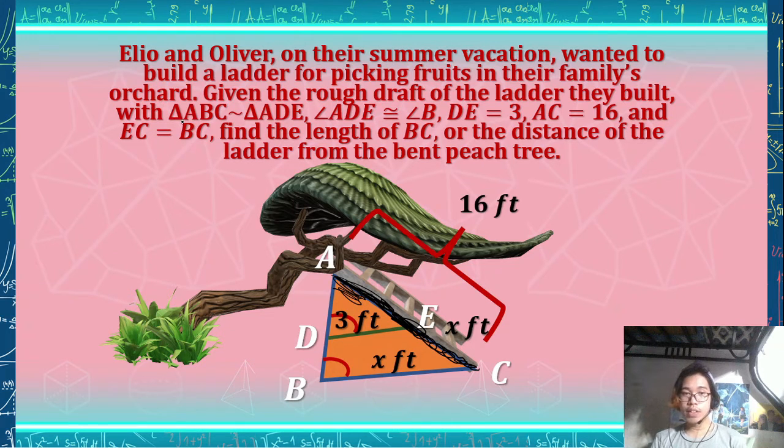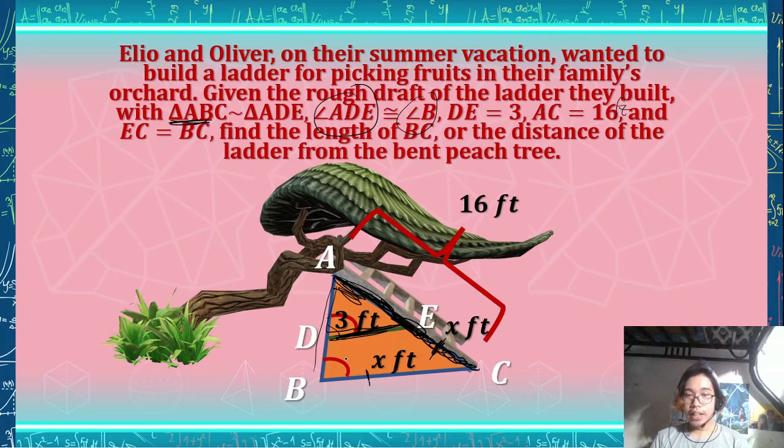And also we have a given here that triangle ABC, this big triangle here, is similar to the smaller triangle inside of ABC, so that's triangle ADE. And also, angle ADE is congruent to angle B, and DE is equal to 3 feet, and we have BC as X feet and AC as 16 feet for this one. And we also know that EC is equal to BC for this one.